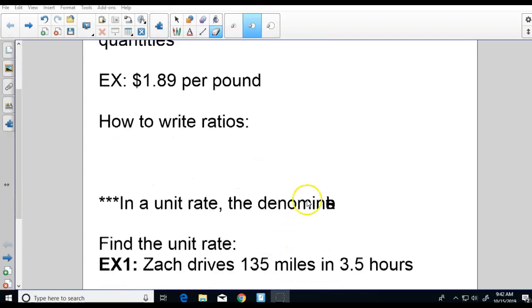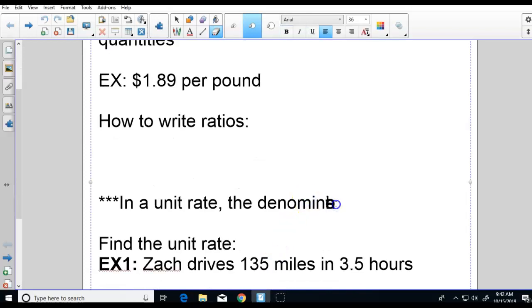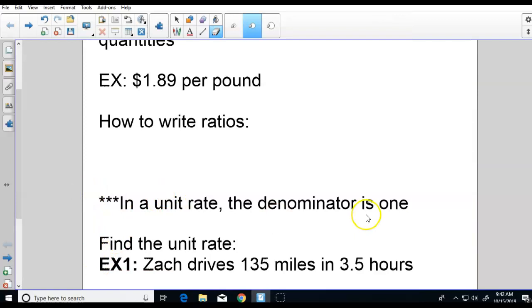Oh, I got messed up. Yours was right. I don't know what happened here. Yours was okay. It should say the denominator. Oh, okay. Okay, the denominator is 1.